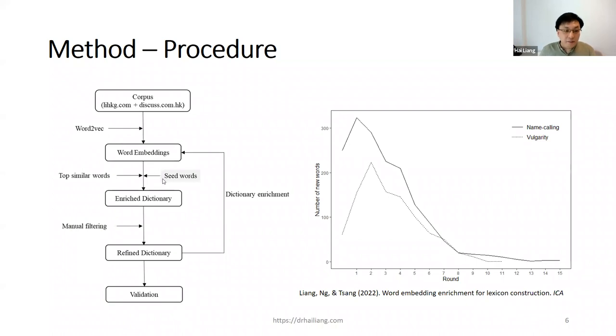Then there is something that is a human input: we have some seed words. As I just showed you, we do have some bug words and name-calling terms, but it's not comprehensive, so we will miss a lot. If you use only the initial seed words, you will get high precision, but a very low recall. This is a common problem of any keywords method.